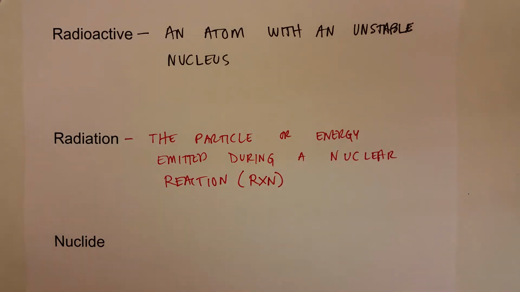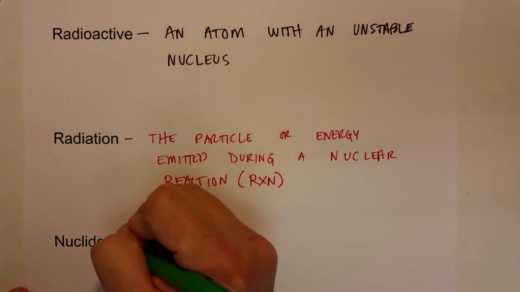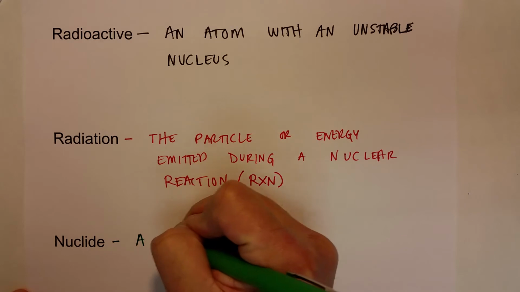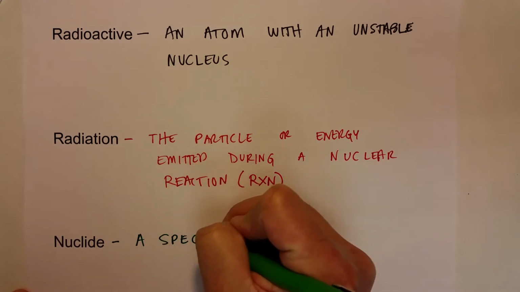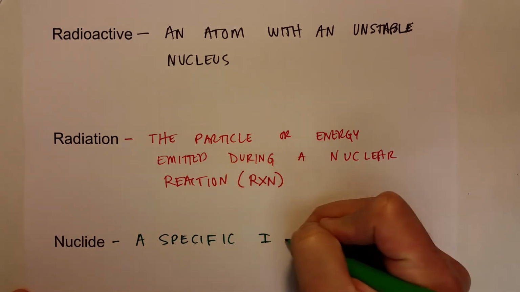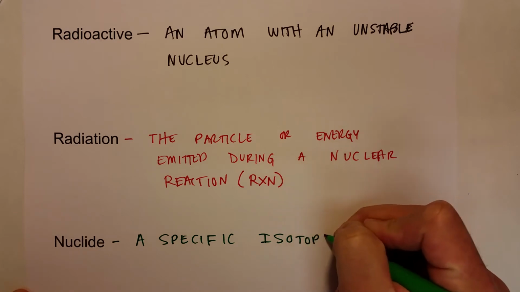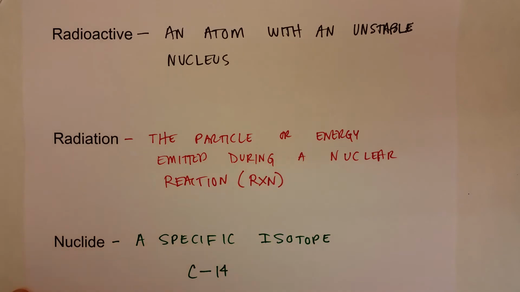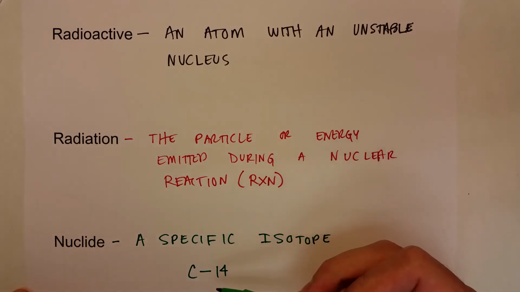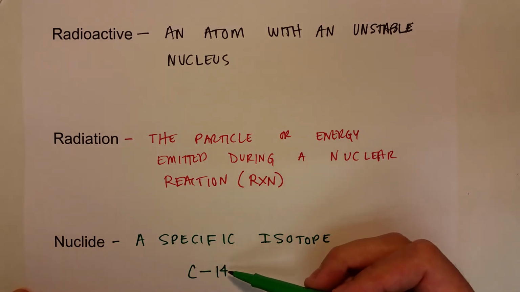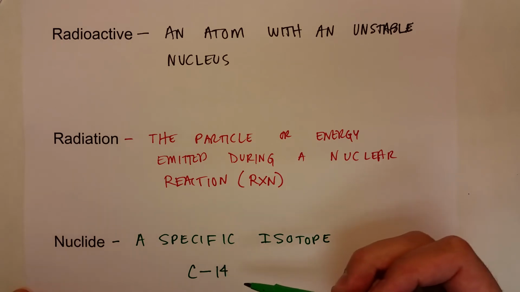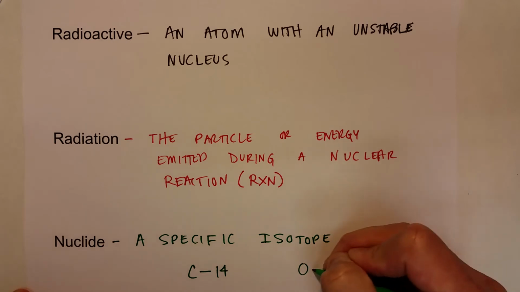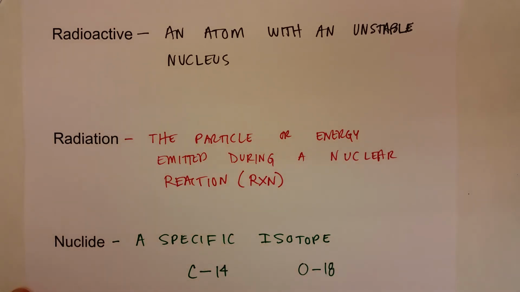Now, what is a nuclide? A nuclide is essentially a way that we can talk about a specific isotope. So maybe I want to talk about a carbon-14 atom. One way I could talk about that specific type of isotope, one with 6 protons and 8 neutrons, would be to say the carbon-14 nuclide, versus, let's say, the oxygen-18 nuclide.